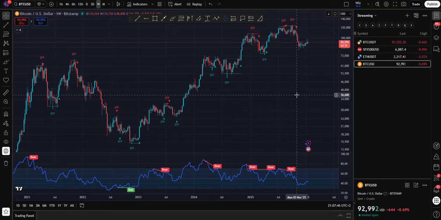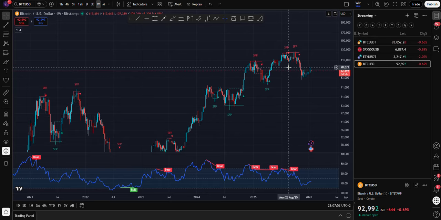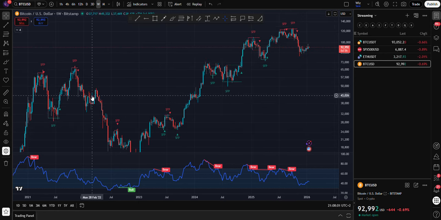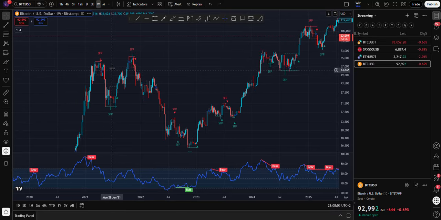So let's start with what an SFP is first. An SFP happens when the price sweeps a prior high or a prior low and fails to hold above or below it and then closes back inside the previous range. And here we can see multiple examples of it.